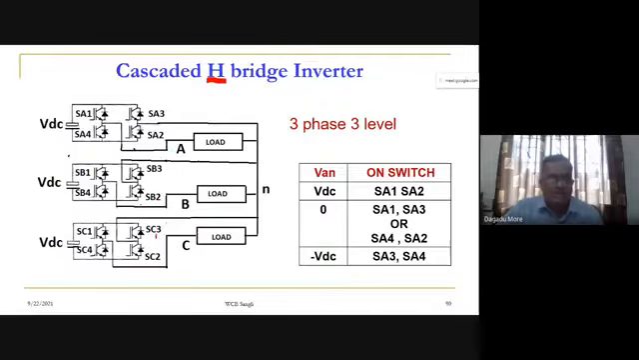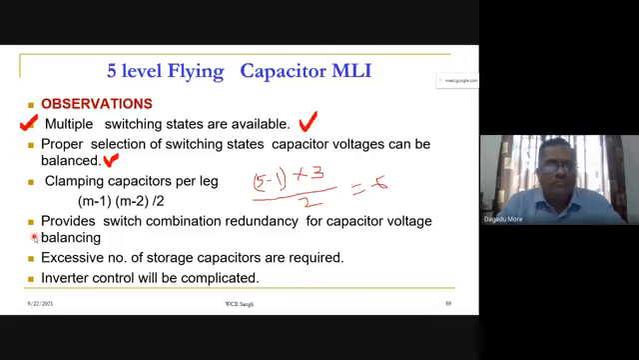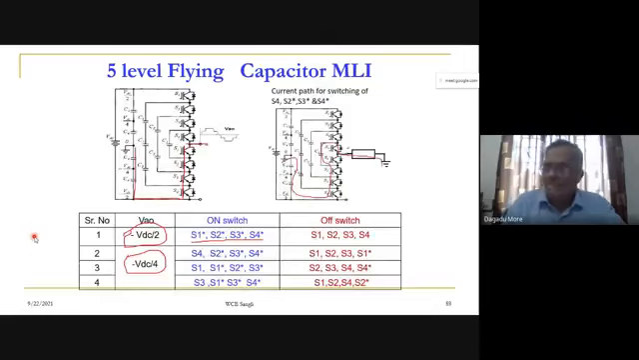Now, if you look at the circuit, what are you observing here? Up to the inverters we have discussed, we have only one DC source. Is it right? Only one. Either this flying capacitor multi-level inverter, we have only one DC source.